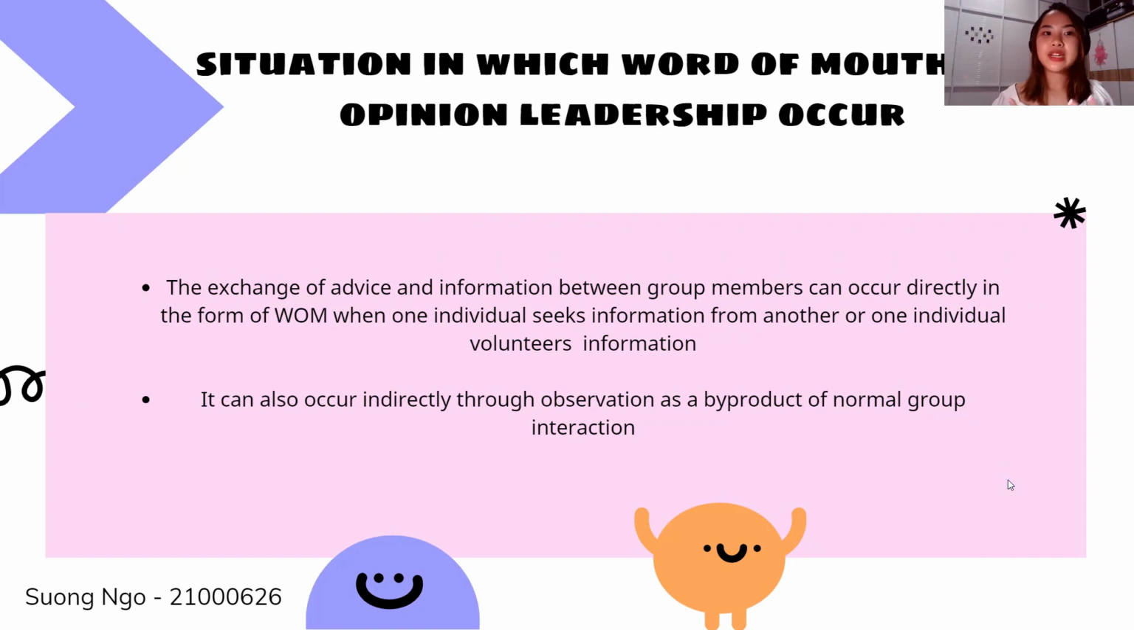So first of all, in the situation in which word of mouth and opinion leadership occur, the exchange of advice and information between group members can occur directly in the form of word of mouth, when one individual seeks information from another or one individual volunteers information. But on the other hand, it can also occur indirectly through observation, as by a product or of a normal group interaction.